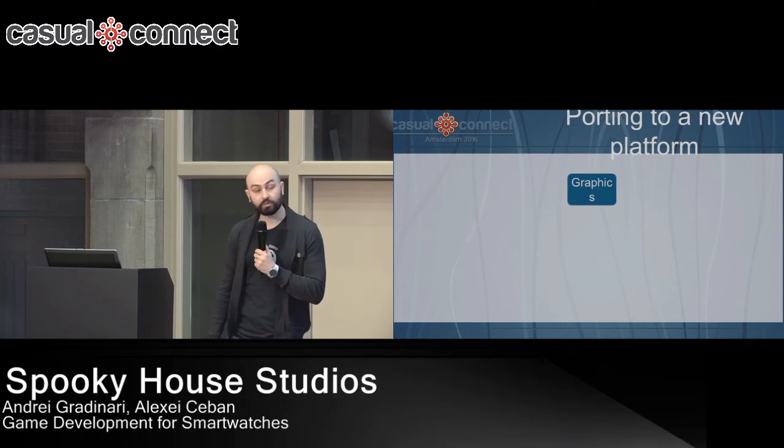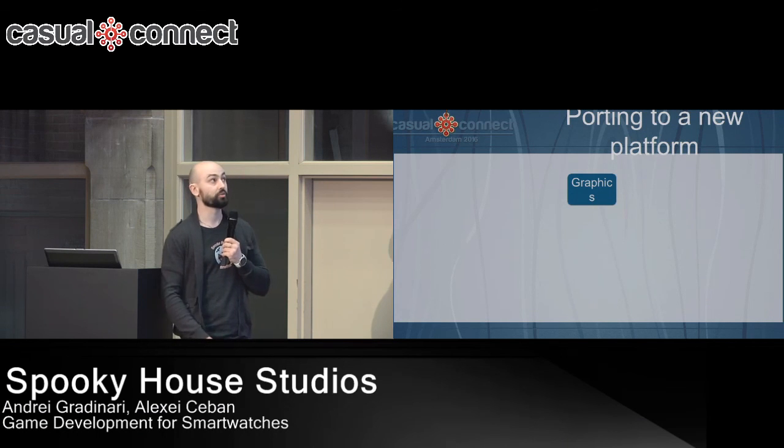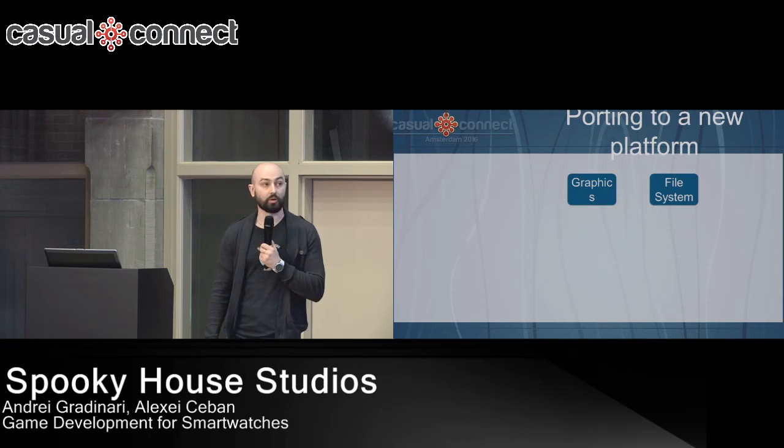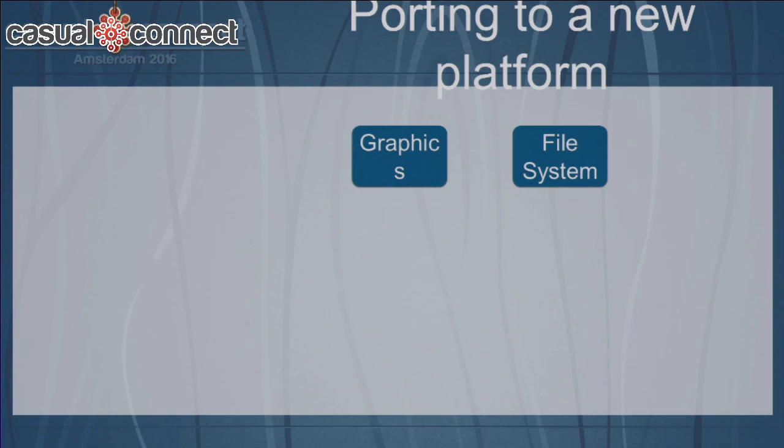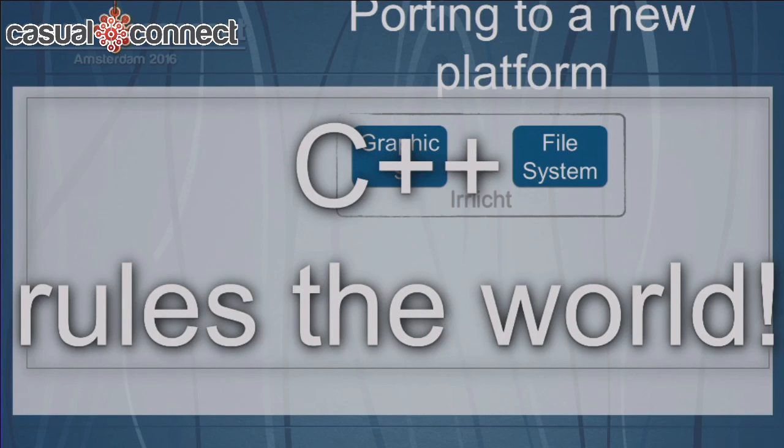About porting our game engine to new platforms, usually we have to port our graphics and our file system access. We use the Irrlicht engine. It's an open source, easily customizable engine written in C++. Yeah, so C++ rules the world.